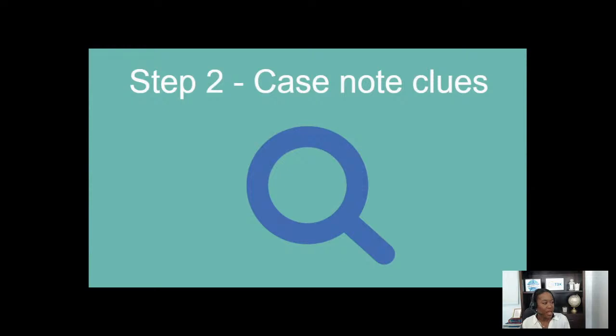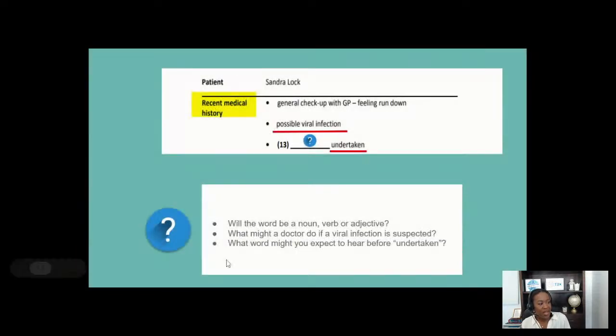So moving on then, we're going to look at the case notes a little closer to get more clues. Here, not only are we going to look at the headings and the keywords there, but we're also going to have a look at the case note entries, looking at the words that come before the gap and after the gap. Okay, so here's when we start to ask ourselves a few questions. For example, will the word be a noun, a verb, or an adjective?